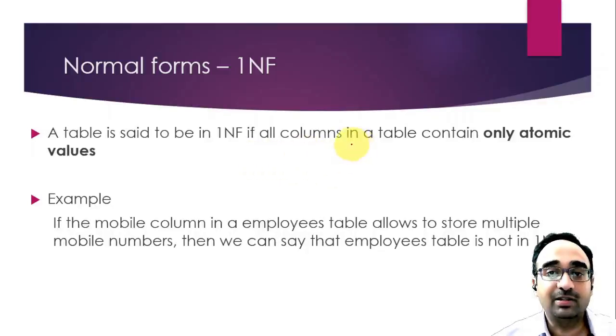So when can we say that a particular table or relation is in first normal form? If all columns in the table contain only atomic values, then we can say the table is already in first normal form. What do we mean by only atomic values? For that I have given an example here. If you take an employees table and consider the mobile column, if the table allows you to store 2 or more mobile numbers in the same column, then we can say that the employees table is not in 1NF. I am repeating again: if the mobile column allows you to store more than 2 mobile numbers, then the table is not in 1NF.